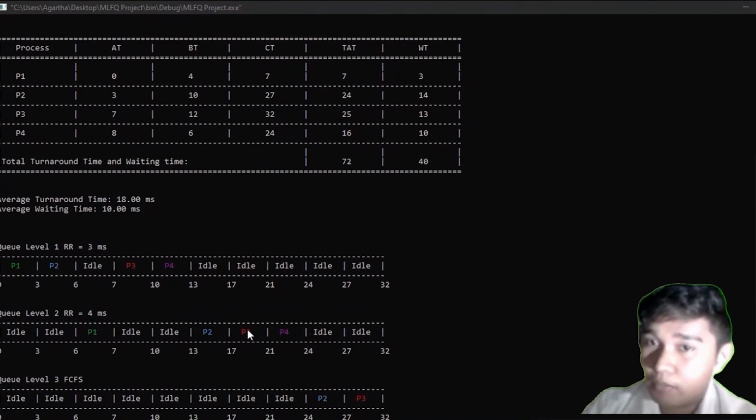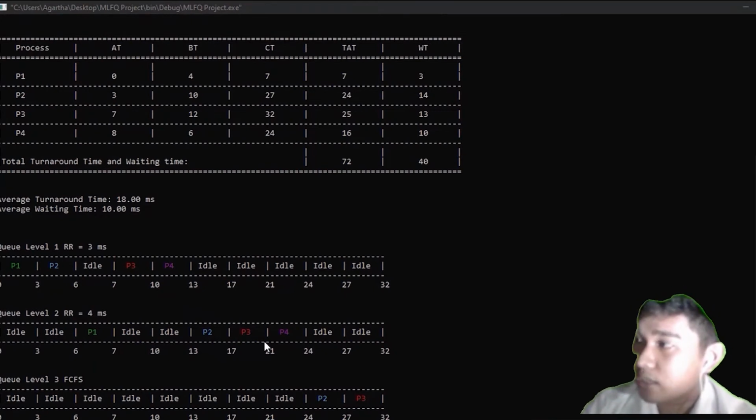Since P3 has 9 milliseconds burst time remaining, 9 minus the 4 milliseconds quantum time, so it ended at time 21. P3 has a remaining time of 5 milliseconds, so it shifted to Q level 3. Then P4 was ready to execute at time 21 and ended at time 24.